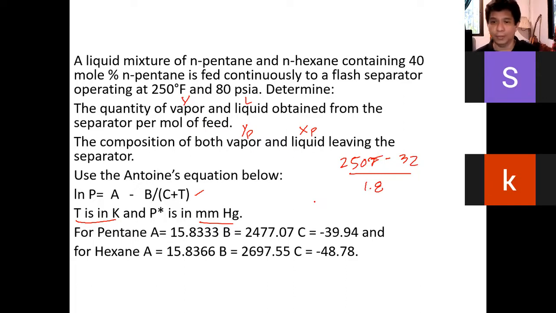You're supposed to get 121 degrees Celsius. Okay? O 121.11. So plus 273.15, so I'm getting something like 394.26 Kelvin. Tama? So yun yung gagamitin niyo dito sa Antoine's equation.